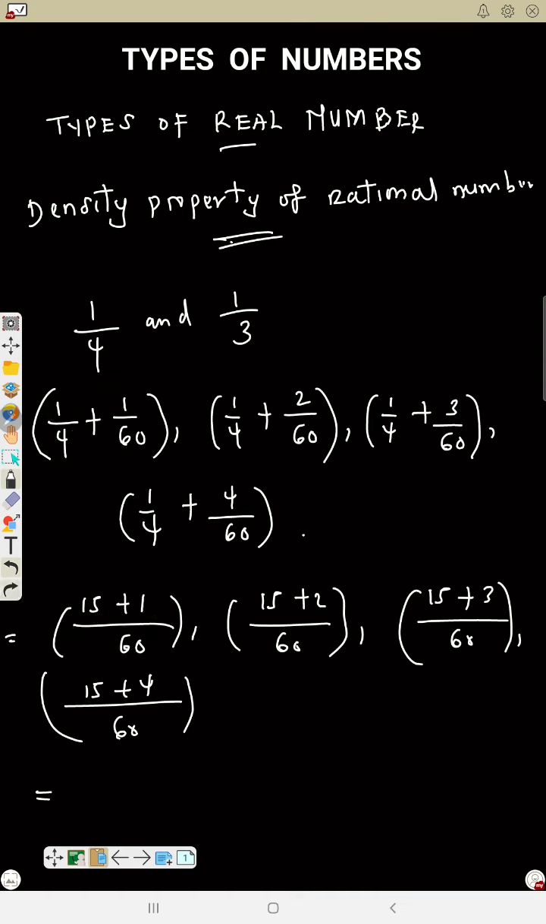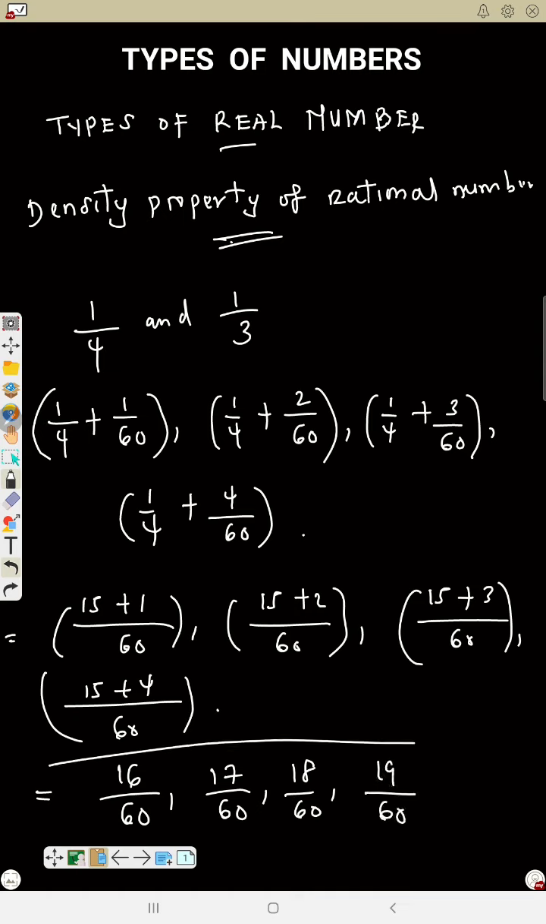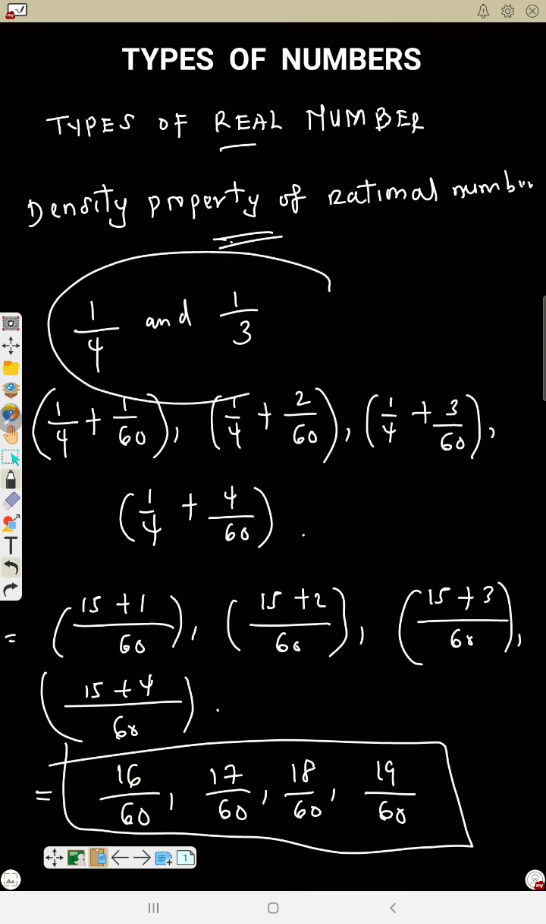So do the same thing for the others. Now, 15 plus 1, 16 over 60. 15 plus 2, 17 over 60. Plus 3, 18 over 60. Then 19 over 60. So these are the 4 rational numbers between 1 over 4 and 1 over 3. That means between any 2 rational numbers, we can have infinite rational numbers. So take notes.